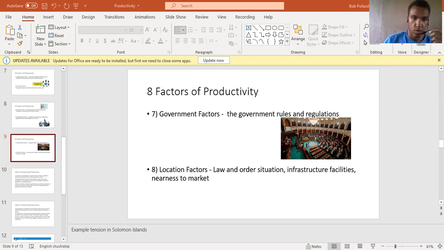So for example, in the Solomon Islands, when there was ethnic tension, we can note that there was little investment because of that instability of law and peace. So people didn't want to set up businesses here. So that could be one example.